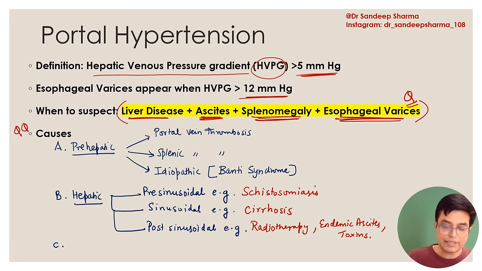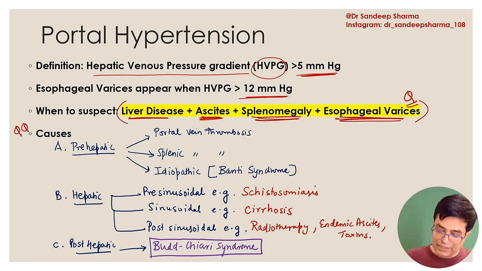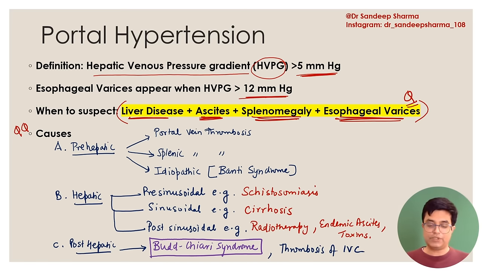And then we have the third category known as post-hepatic portal hypertension. Liver ke baad. In post-hepatic portal hypertension, the most important cause that you need to remember, the prototype of this category, is Budd-Chiari syndrome. Apart from that, it can also occur in patients with thrombosis of the inferior vena cava. So these are the causes. Remember the causes, important, have been asked in the exam.